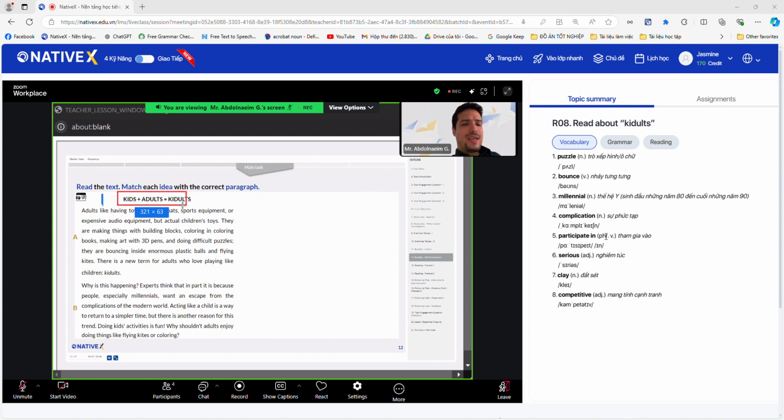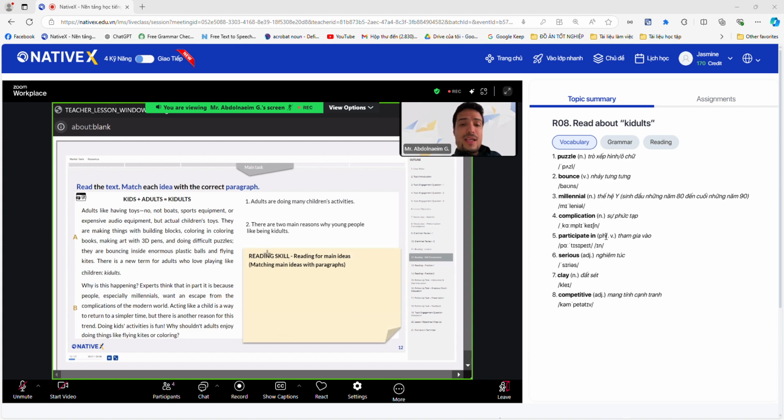The title of the paragraph is Kid plus Adult is Kidults, right? So we have two paragraphs, paragraph A and paragraph B. So number one and number two. First, we want to read them. And the skill that we want to learn today is reading for main ideas, matching ideas with paragraphs. So how do we do this? Step number one, read the statement quickly to get the general idea and underline the keywords.